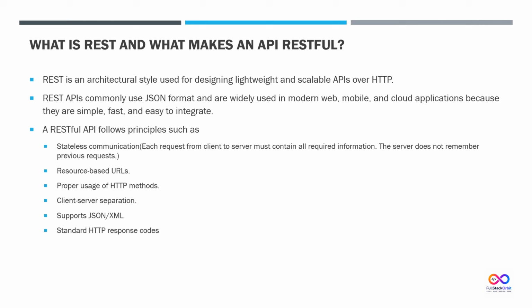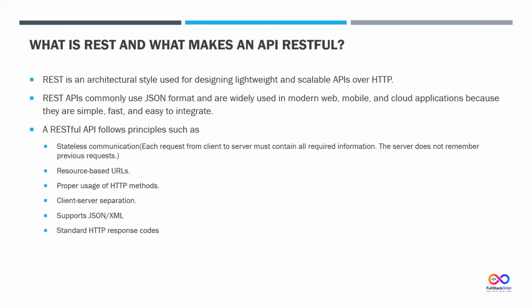The second principle is resource-based URLs. In REST APIs, everything is treated as a resource. For example, /api/user is one resource. /api/order is another resource. These URLs represent resources instead of actions. Good REST APIs use clean and meaningful URLs.